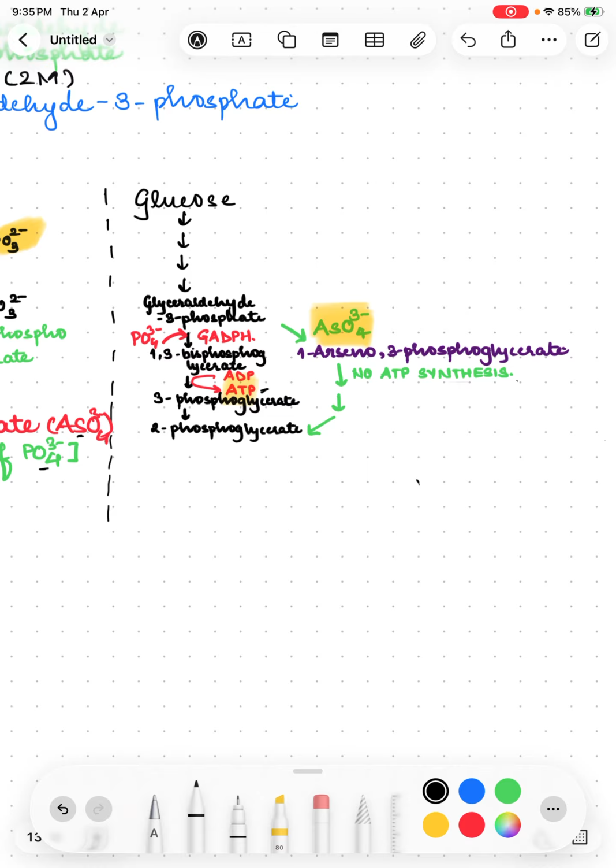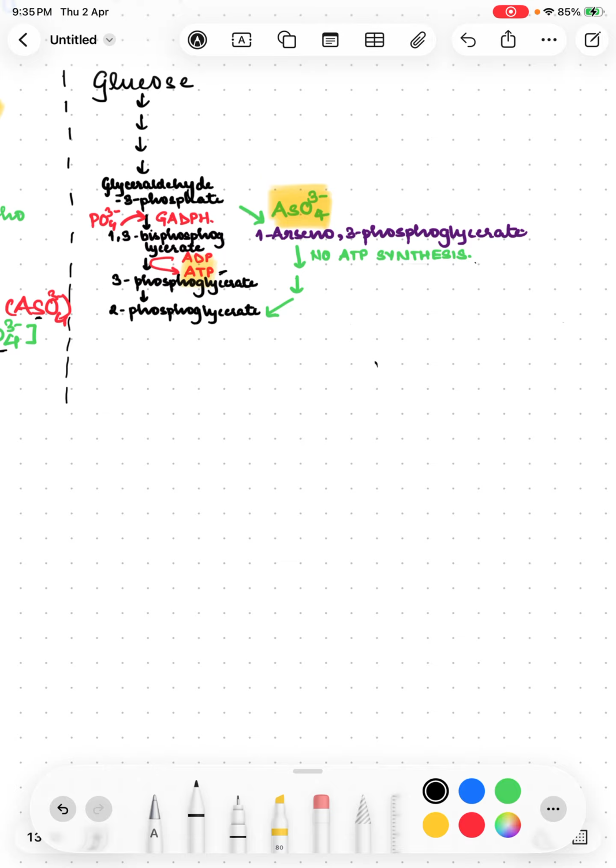Ultimately we will get pyruvate. But if instead of phosphate arsenate is added, this glyceraldehyde 3-phosphate gets converted into 1-arseno 3-phosphoglycerate. Now if arsenate is attached, ADP will not be synthesized. You will not get ATP, as this arsenate will be released during conversion of 1,3-bisphosphoglycerate to 3-phosphoglycerate.